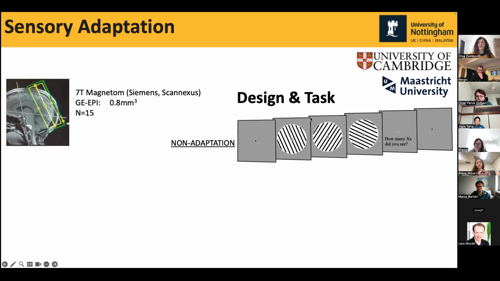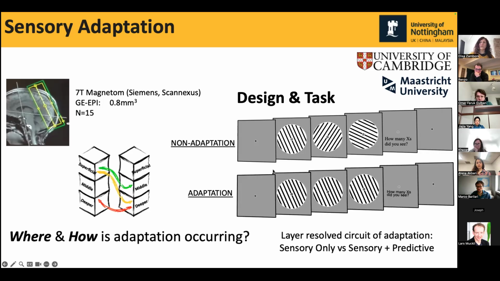It was a block design with 2 conditions: a non-adaptation condition in which participants were presented with gratings that had a different orientation at each point in time, and then an adaptation condition in which the same orientation was presented over time.